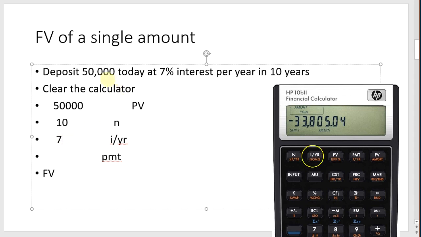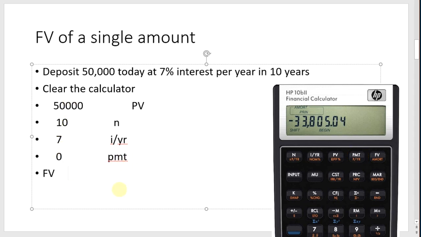Okay, now there is no payment in this question, but I'll tell you what. If you cleared your calculator, you do not have to key in 0 for a payment because you cleared that register already. I'm going to do it anyway just in case. So 0, and I'm going to hit the payment key, PMT. Now again, if you cleared your calculator, you don't have to do that.